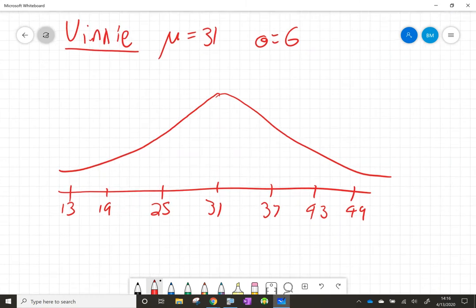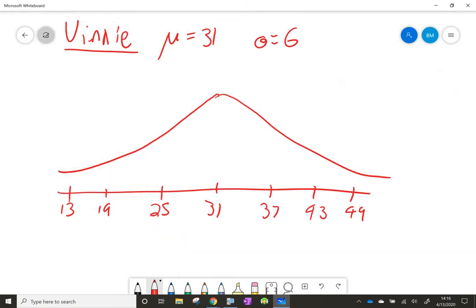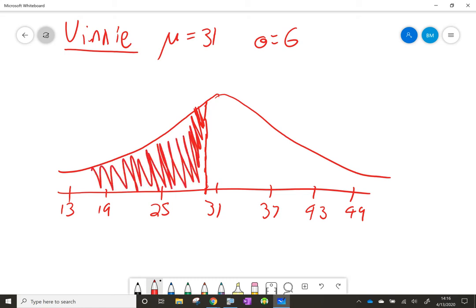Now we're still looking for the same thing, the probability of less than 30 minutes. So 30 would be right about here, right? And probability of less than 30 minutes means the area of the curve less than 30 minutes. So all the way from where 0 would be for 0 minutes all the way up to 30.